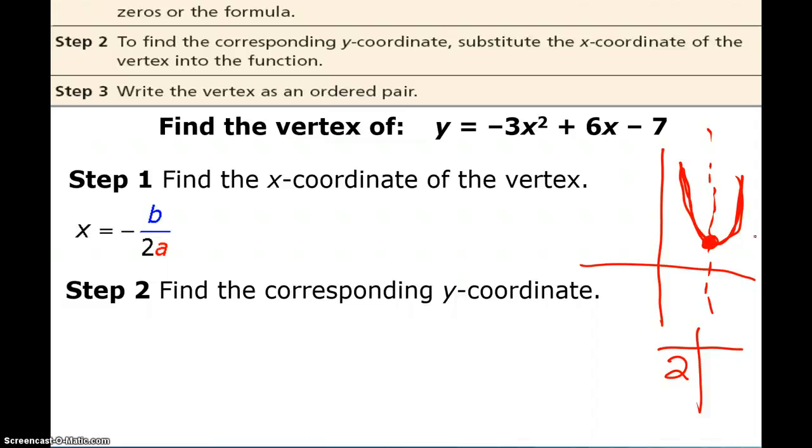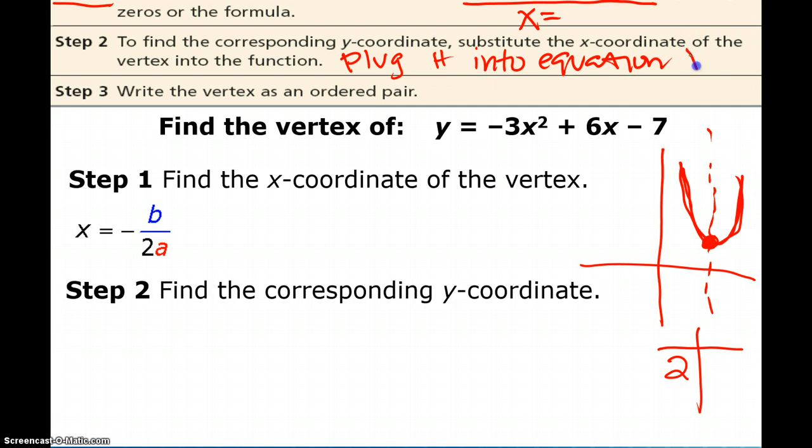So the first thing you're going to do, this is what I would write in your notes. I'd write step 1, find the axis of symmetry, x equals. Step 2, plug it into the equation to get y. And then step 3, write it as x comma y. So find your axis of symmetry.